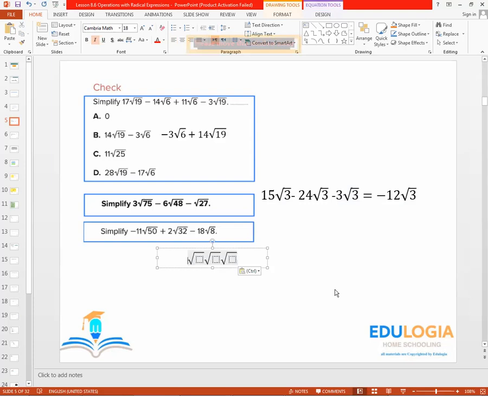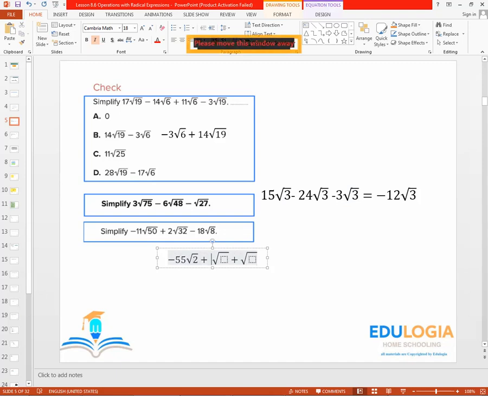I feel it enriches the math. Okay, getting more problems here to enrich math. The first part is negative 11 root 50. We have negative 11 outside. Inside, I have 50. 50 is 25 times 2, keeping 2 here. Getting 25 out to be 5. 5 times 11 is 55.